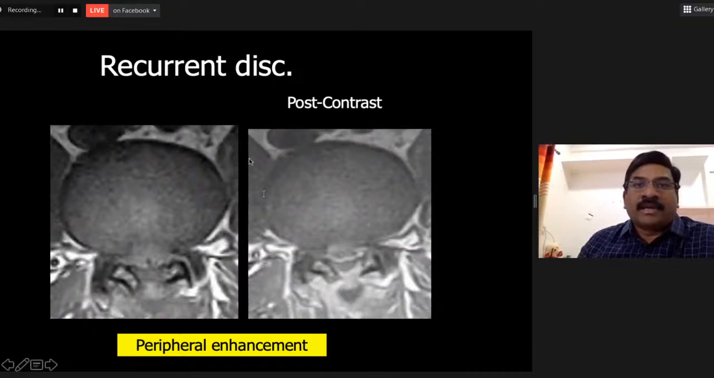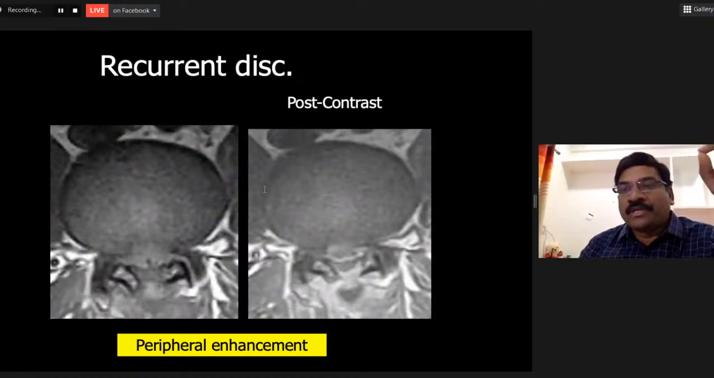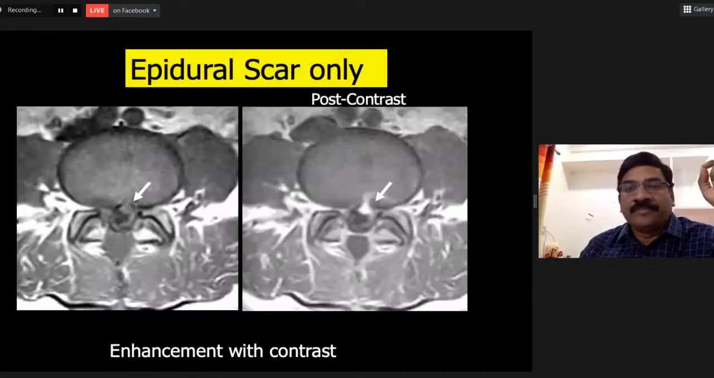What enhances in a recurrent disc is a peripheral enhancement. The center will be dark and doesn't enhance, and the periphery around the herniated disc will enhance. If you see, in T1 weighted axial sections, enhancement peripheral to the lesion, then it is a recurrent disc prolapse. There is a hypointense structure within the peripheral enhancement, and that is the disc fragment.